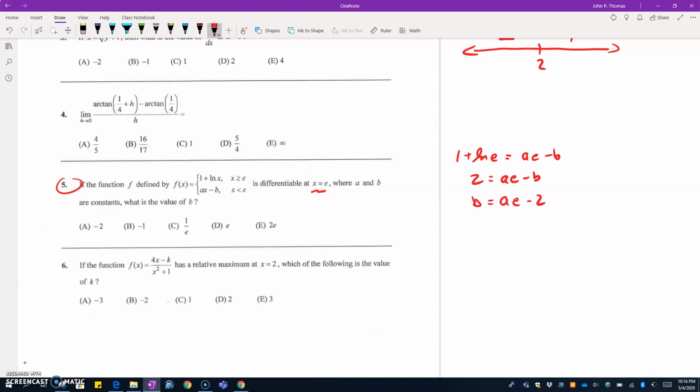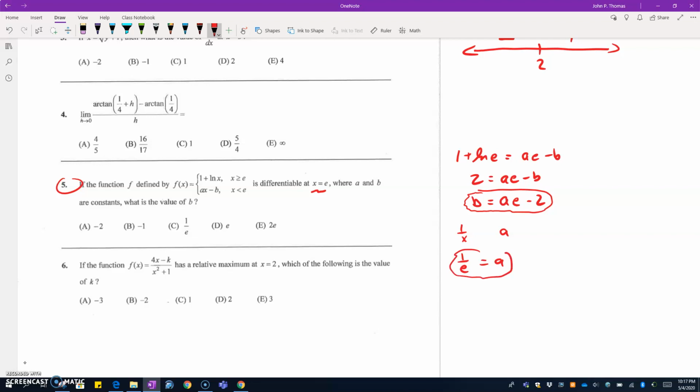All right, so we're probably going to need to come back to this because it asked me for the b value. So I'm going to go to the second component, which is that the derivative from the left and the right are equal. So the derivative of the top of this is just 1 over x. The derivative of the bottom of this is just a. All right, and I need these to be equal at e. So 1 over e equals a.